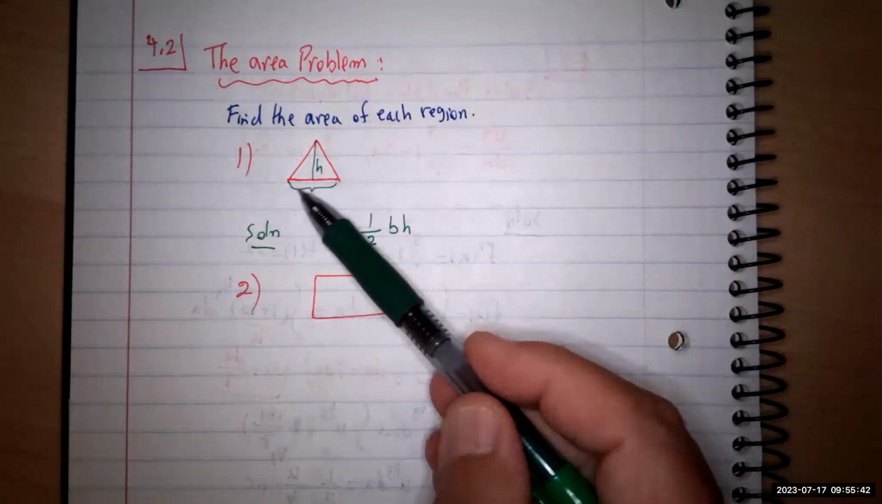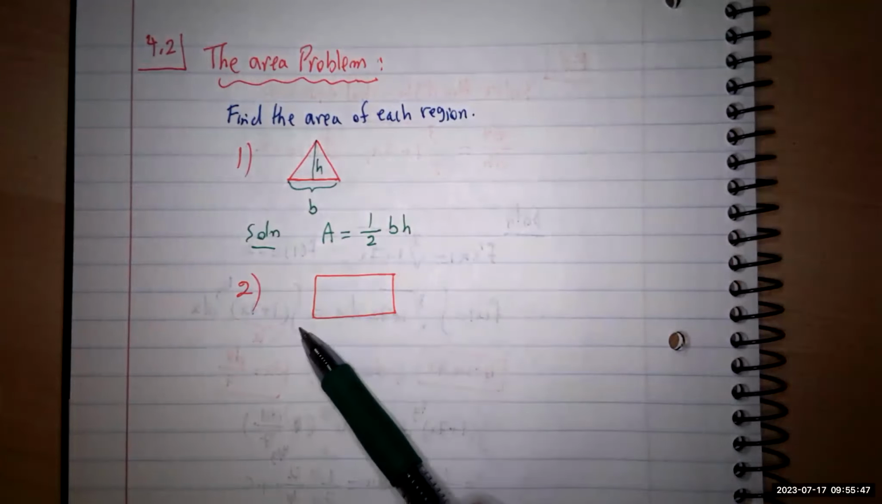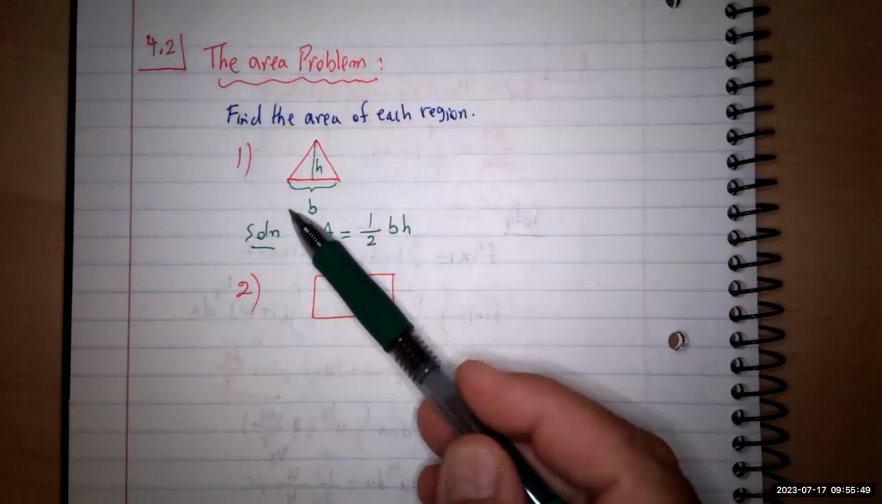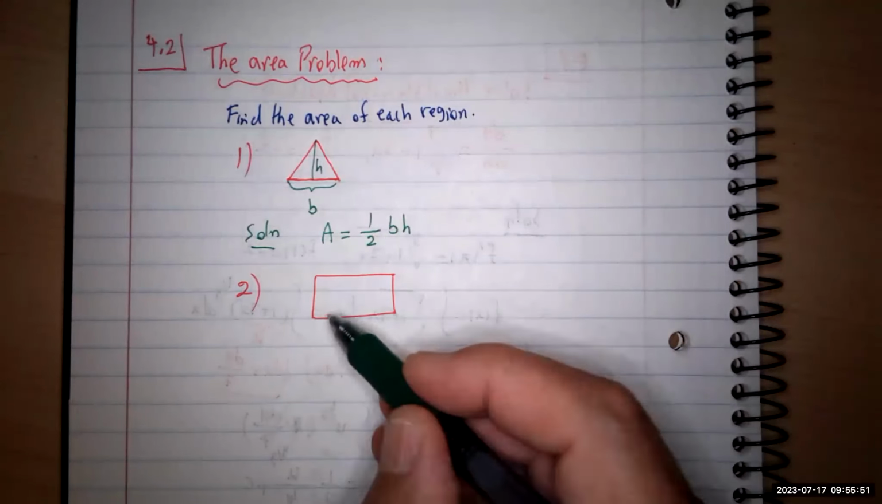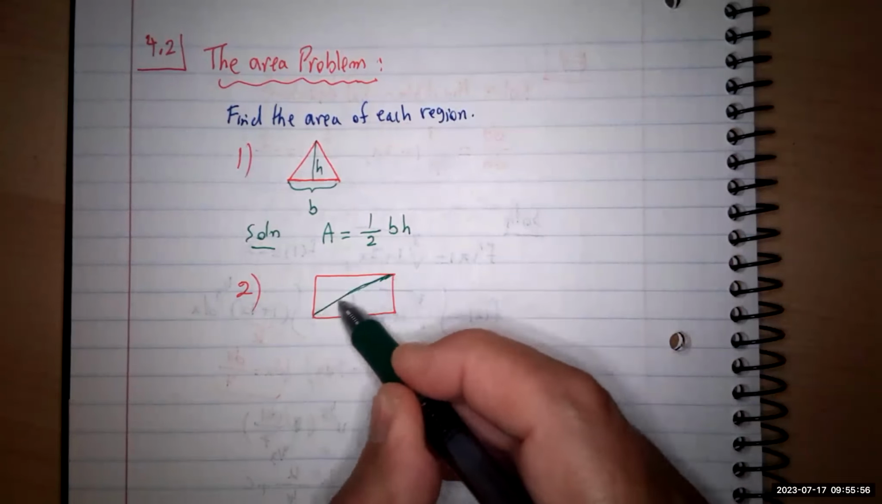If you know how to do the triangle and you want to do the rectangle, just using the idea of a triangle, what you can do is partition it. That's it. You see?